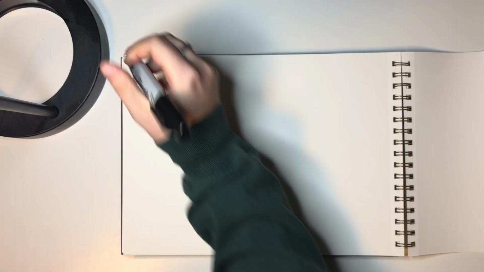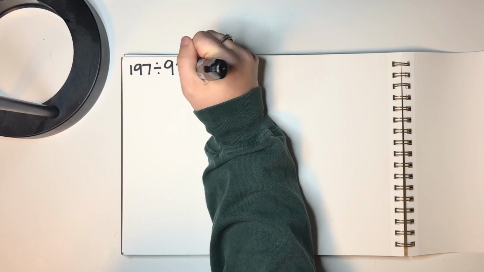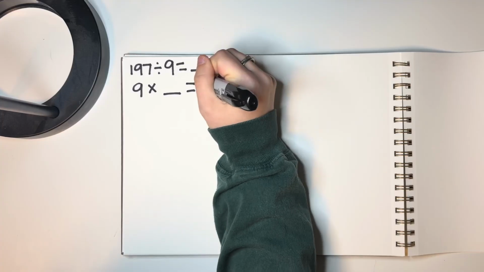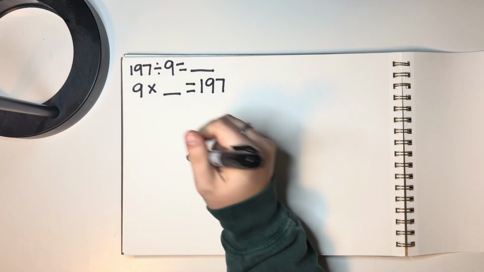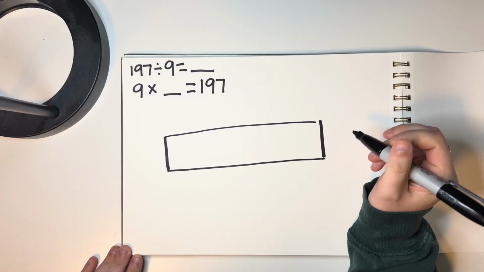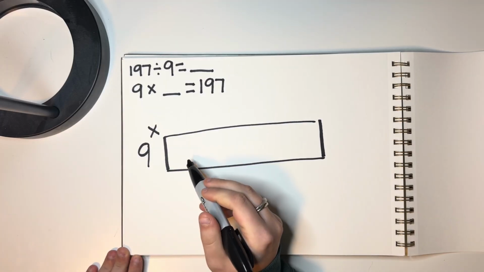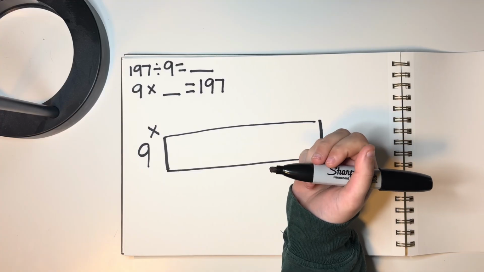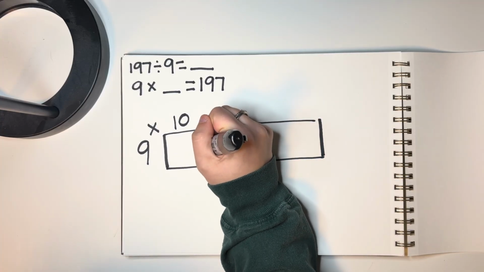197 divided by 9. I'm going to rephrase to be 9 times what number would give me 197? What times 9 is 197? And I'm going to set up my rectangle again so that I can solve my partial products. I'm going to put my 9 here, and I'm asking myself, what times 9 gets me closer to 197? And like I said last time, I like to always start with a friendly number. That's a 10, because it's easiest for our students to multiply and figure out.